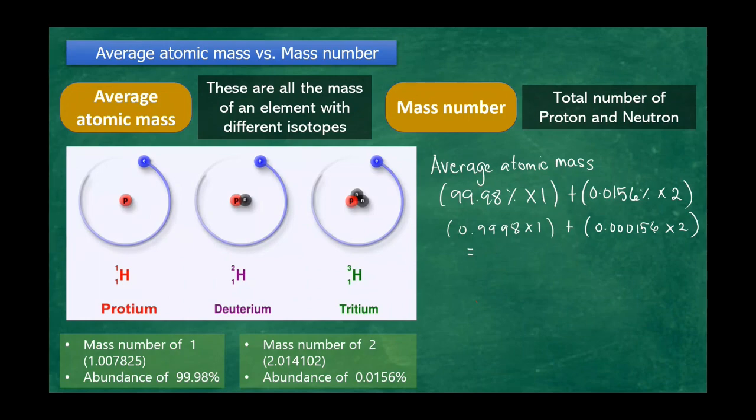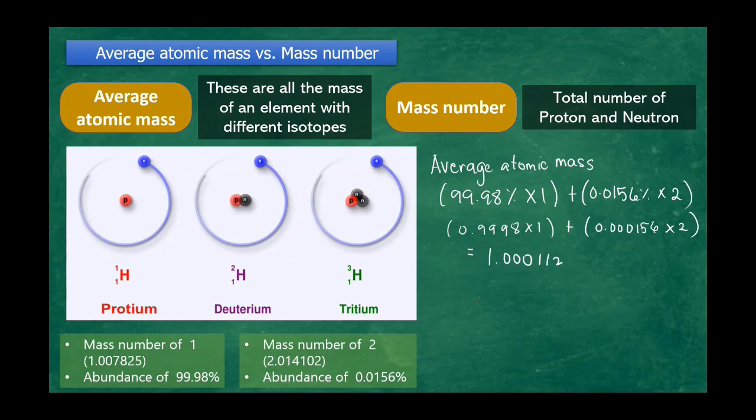Okay, very good, Yanina. So that will be 1.000112. But when you look at the periodic table, why is it 1.008? Why is it not 1.000112? Because there are other factors that affect this mass number.